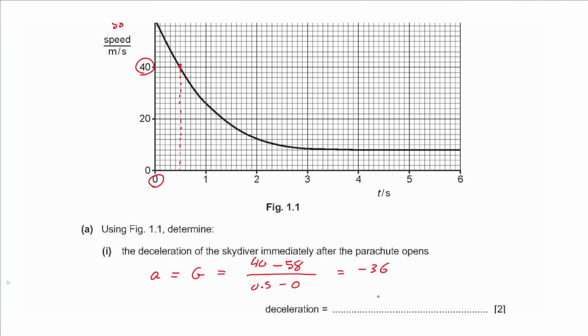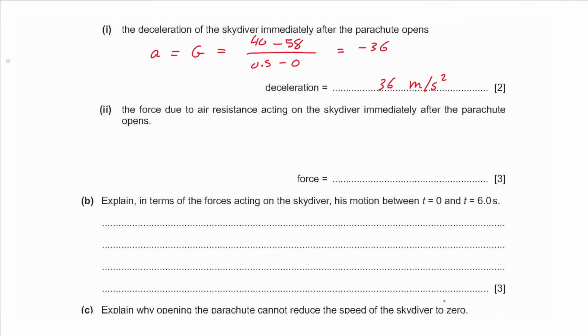So the deceleration is 36. If acceleration is negative, deceleration is positive. And the unit here is meters per second squared. Part II requires the force due to air resistance acting on the skydiver immediately after the parachute opens. So we say that the force with motion, which is the weight, mg, minus the force against motion, which is air resistance, is equal to the mass multiplied by acceleration.